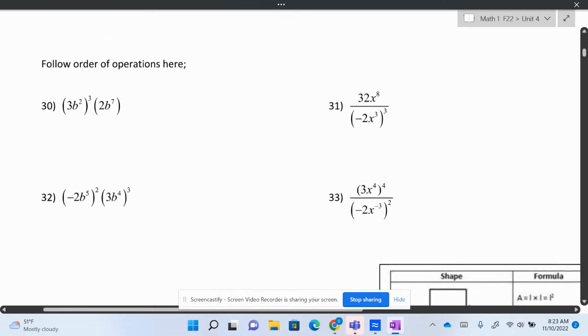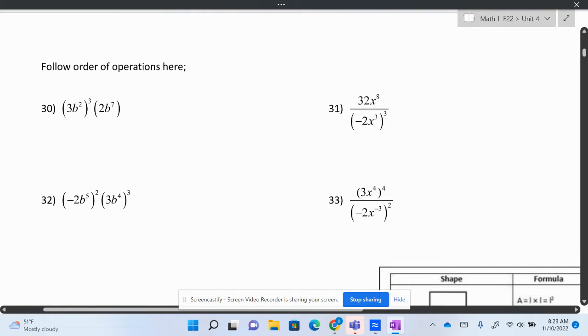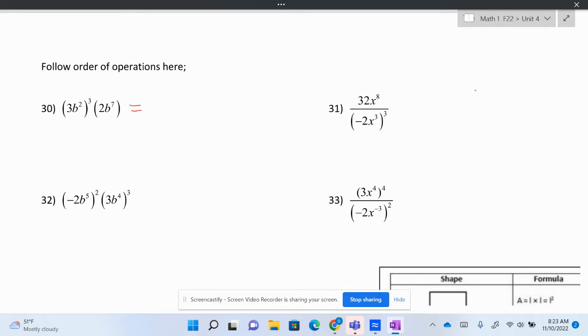Okay, so we're just doing more of the rules for exponents. So let's talk about what this really means. I'm going to expand it first. So this says, hey, you're going to take 3b squared and multiply it by itself 3 times. 3b squared times 3b squared times 3b squared.